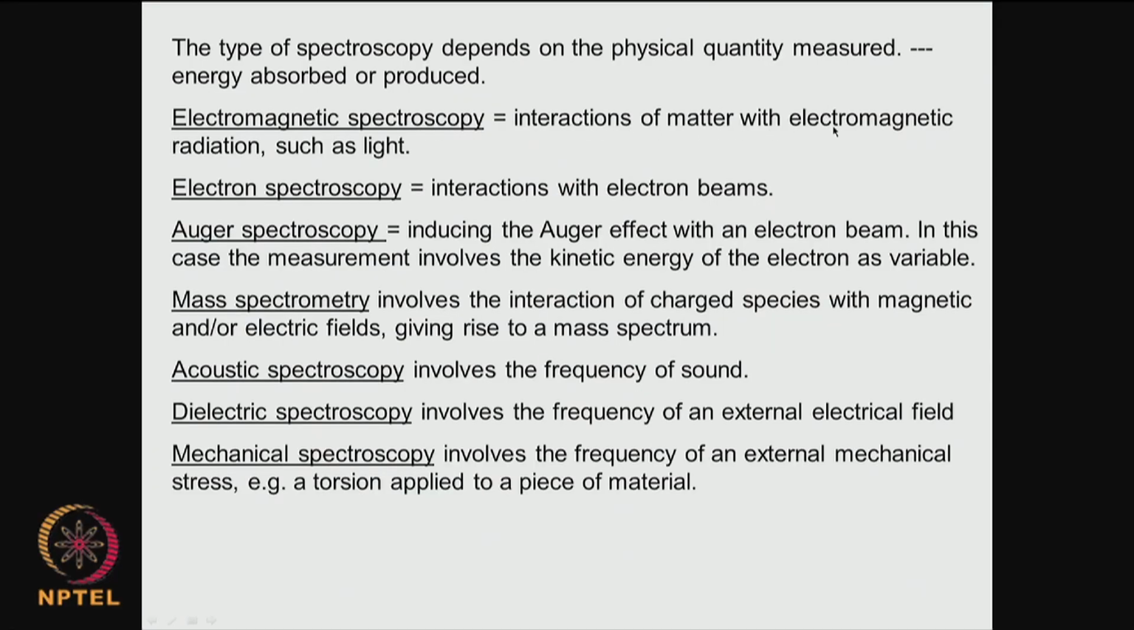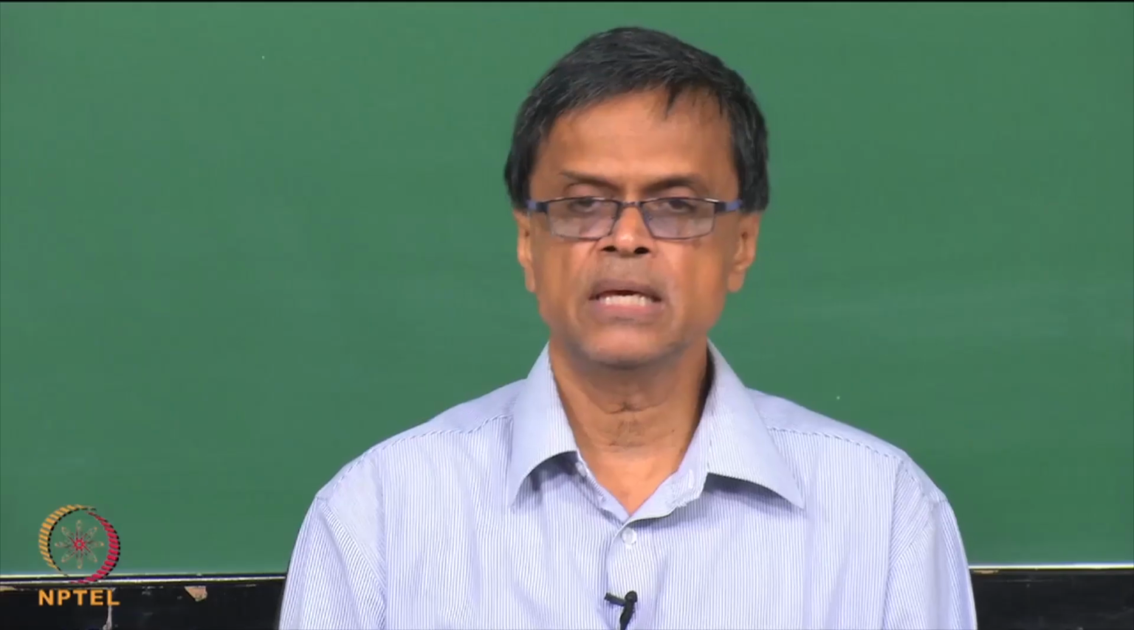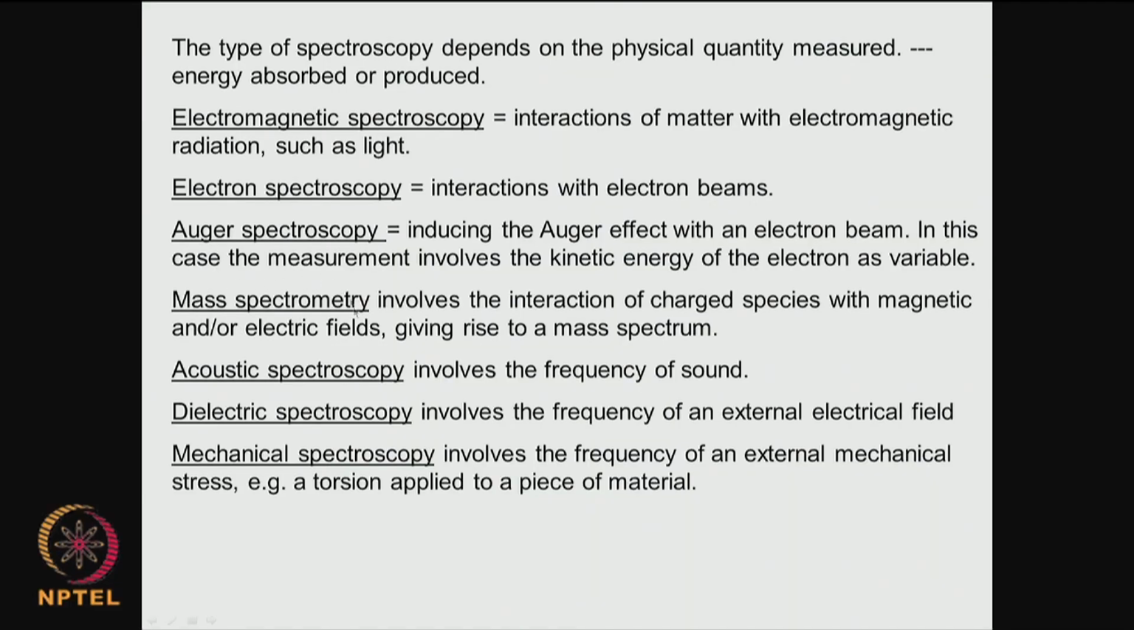So, if you look at electromagnetic spectroscopy, there is an interaction of matter with the electromagnetic radiation. Electron spectroscopy, interaction with electron beams. Auger spectroscopy, it is inducing the Auger effect with an electron beam. So, the measurements are looking at the kinetic energy of the electrons. Mass spectrometry involves interaction of charged particles with magnetic and electric fields. We are going to look at this more in detail, because if you are making a material like an inorganic, or if you are making an organic polymer, I need to know what the mass is. So, mass spectrometry is very, very important.